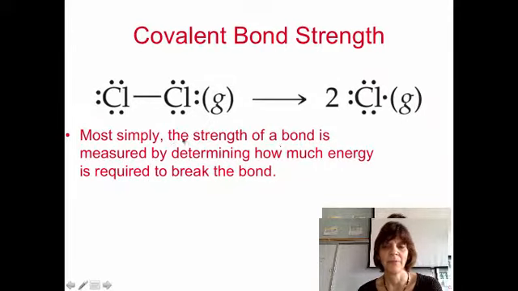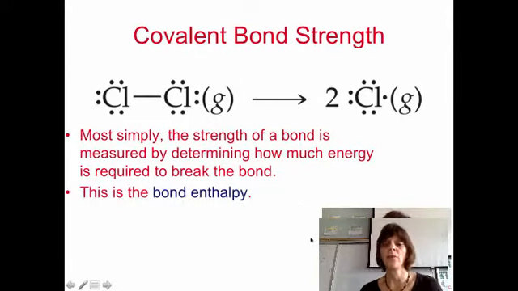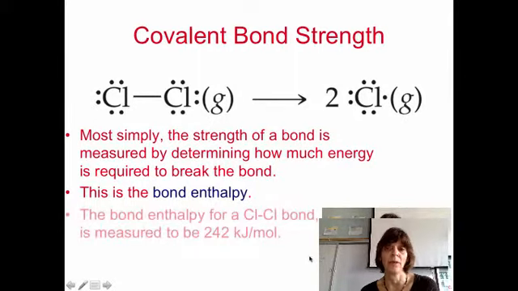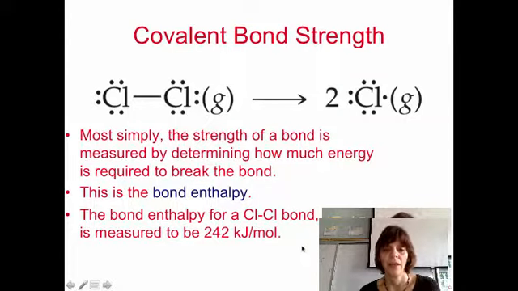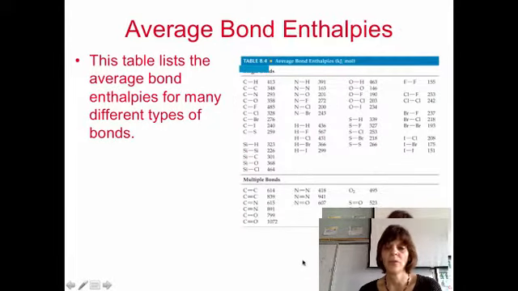All right, the lesson is covalent bond strength. Most simply, the strength of a bond is measured by determining how much energy is required to break that bond. This energy is called bond enthalpy, and we have looked at this in thermodynamics, so this should also be a bit of a review. For chlorine to chlorine, it is 242 kilojoules per mole.